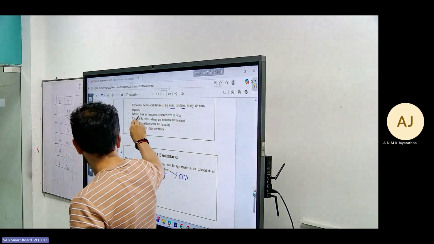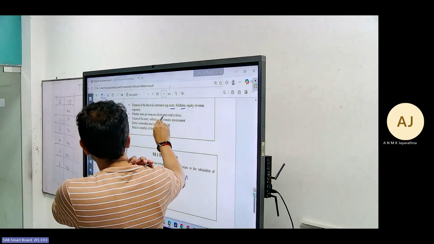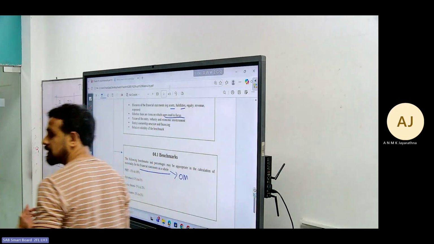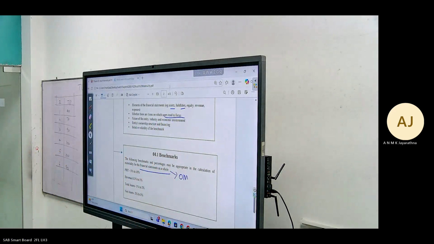And second one, whether there are items on which users tend to focus. If shareholders feel this area is a critical area for them, if they feel that investment is a critical area for them, then we have to consider that. Material means if that affects decision making, that's material. So we have to take this as material.